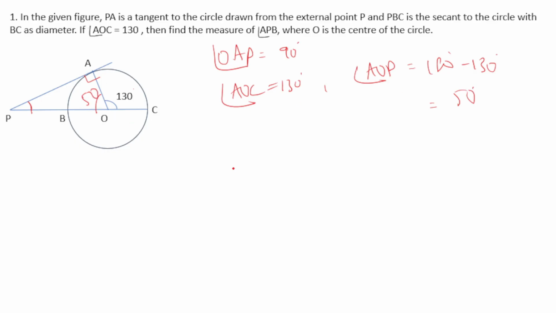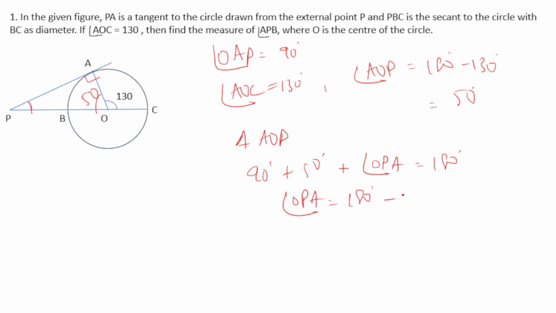And in triangle AOP we will apply the angle sum property. Angle PAO, which is 90 degrees, plus angle AOP, which is 50 degrees, plus angle OPA is equal to 180 degrees. So angle OPA is equal to 180 degrees minus 140 degrees. It is 40 degrees. So angle OPA is 40 degrees.